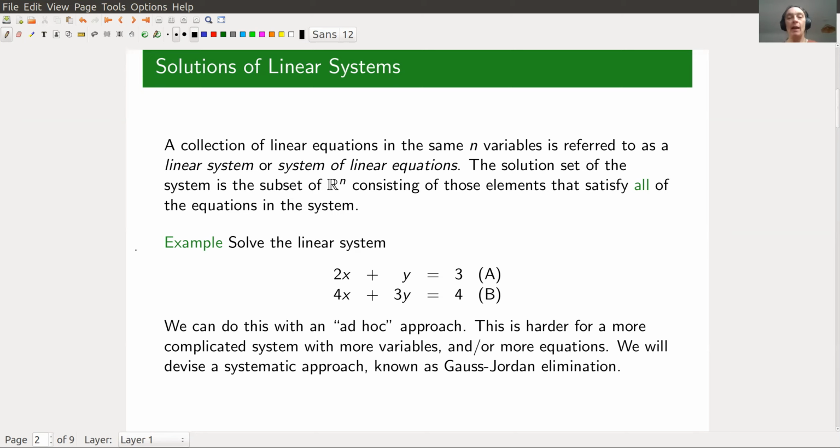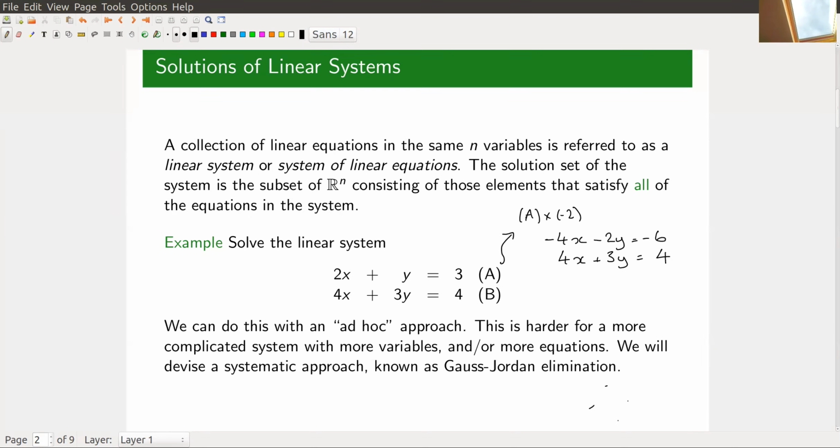So there's an example. And I guess if we wanted to solve this system using an ad hoc approach, one thing that we could do would be to take equation A and multiply it by minus 2. I'll just make a remark about what's going on here when we do that. If we multiply both sides of equation A by minus 2, we get minus 4x minus 2y equals minus 6. So this is a different version of equation A. It's not the same equation as equation A. It doesn't have the same coefficients, but it does have the same solutions. And this is the key point. There are adjustments that we can make to equations that don't change their solutions. And then equation B is still 4x plus 3y equals 4.